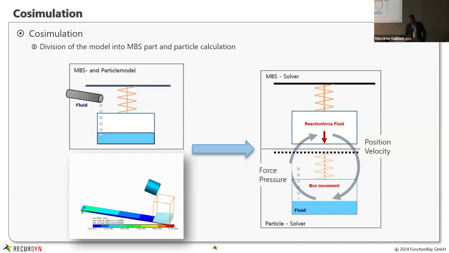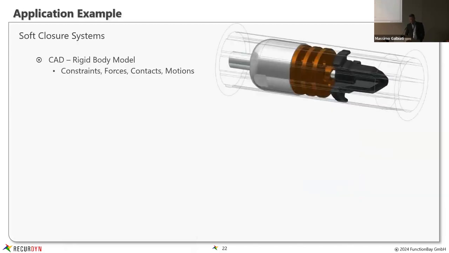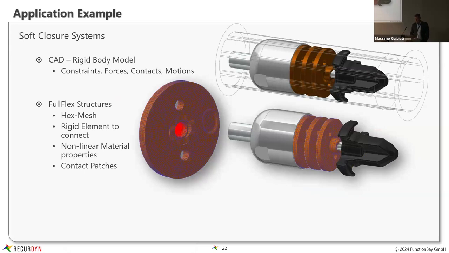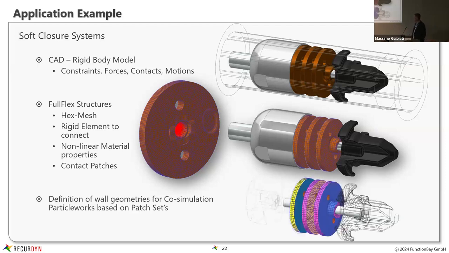The next step is to come back to our application example, our soft closure system. Now we have everything we need. We have a rigid body system, we have a flexible body system, and here we can also make a simulation first just with the flexible bodies to see if the deformation is fine or not. So a validation is always necessary, not just for Particleworks, also for Recurdyn, of course. And we also defined the flexible bodies here as walls, so that we have the possibility to have contact between the particles and the walls, and of course between one wall and the other.